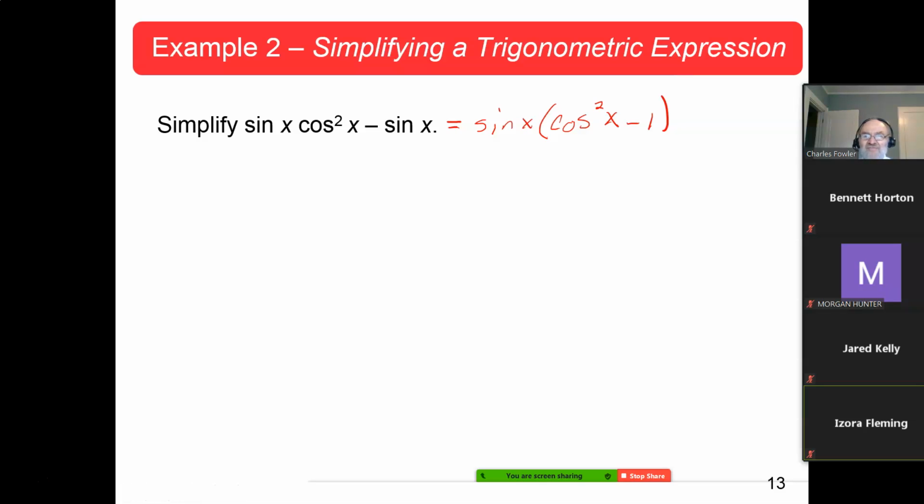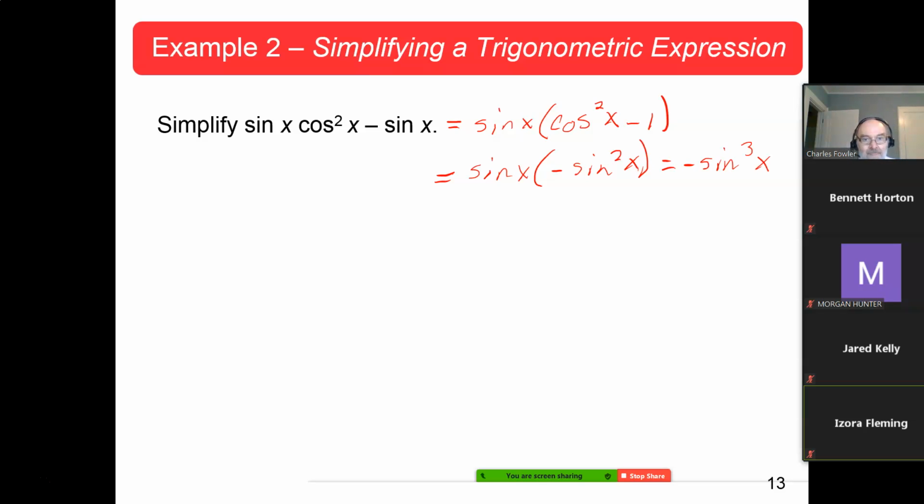Now, something should look vaguely familiar here, but not quite right. This looks a lot like the Pythagorean identity, but it's not quite right because that should be 1 minus cosine squared. That's exactly the opposite of this. So this would be sine x times negative sine squared x, because 1 minus cosine squared is sine squared, and this is exactly the opposite. So this gives you minus sine cubed x. There's that simplified. Did you understand my sleight of hand here? Sine squared is 1 minus cosine squared, so cosine squared minus 1 would be minus sine squared. Any question on that?